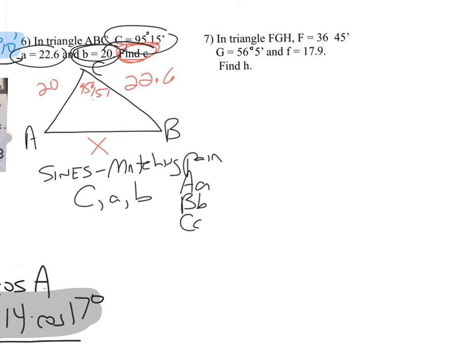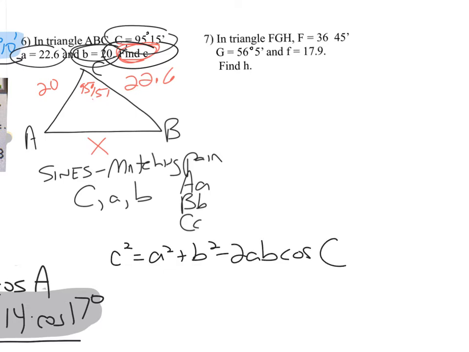And here we're finding side C, so I'm going to write this as C squared equals A squared plus B squared minus 2AB times the cosine of C. Make sure the outers match. So since you're finding side C, you're going to be taking the cosine of angle C, and the A's and the B's fill in the center.